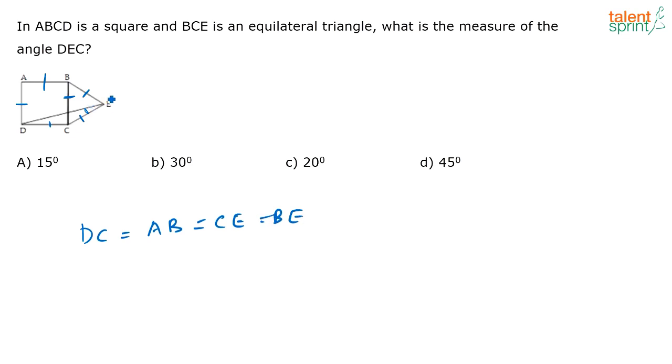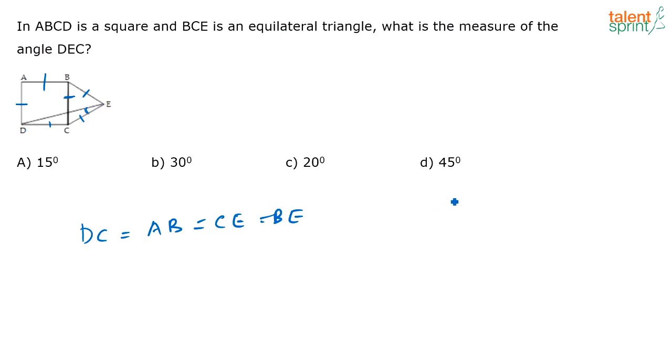Because this is an equilateral triangle, remember all the three sides of an equilateral triangle are going to be the same. So now look at this triangle. If you look at this triangle, you consider triangle DCE. Now what is the angle that you have to find? You have to find DEC, that is this angle you have to find out.